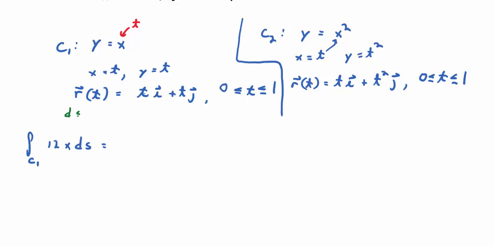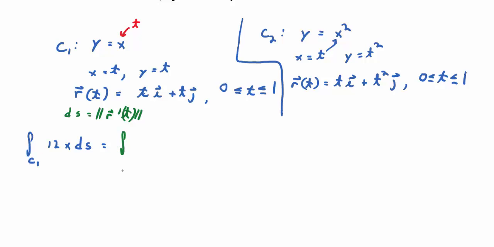Remember, ds is equal to the magnitude of r prime of t dt. So computationally, you're going to need to find that, because when you use the computational integral, it's just like using the line integral formula, except you have this extra 12x in there. That's the function f of x, y, z, which is just in terms of x in this case.